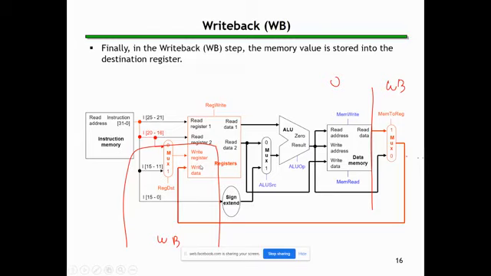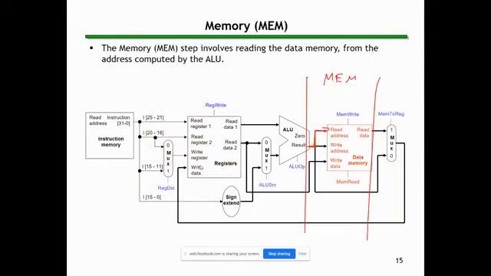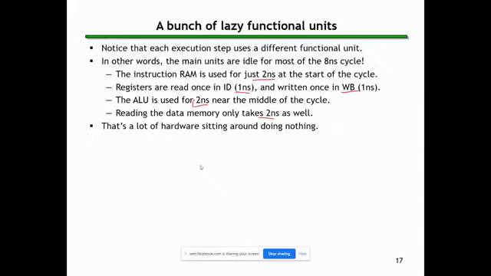So this is how an instruction is executed in the single cycle path, and I hope you have understood how a single instruction is performed in 5 different steps, and how a single instruction is executed in a single cycle. Okay, so this is the 5th step. Now, a bunch of lazy functional units. We have some lazy functional units.